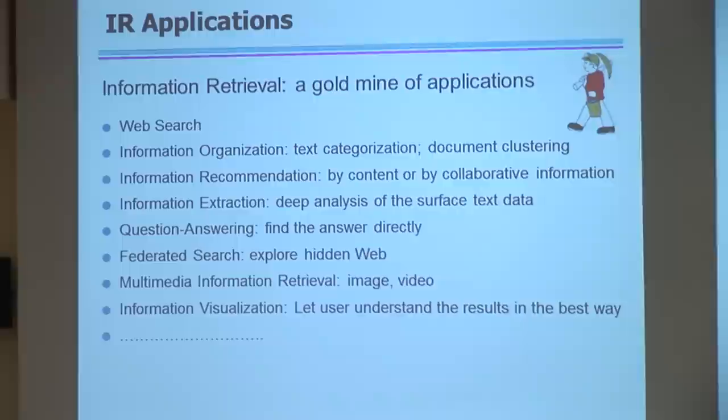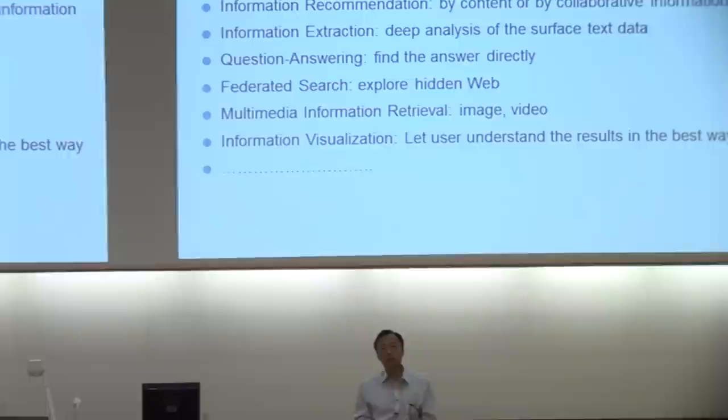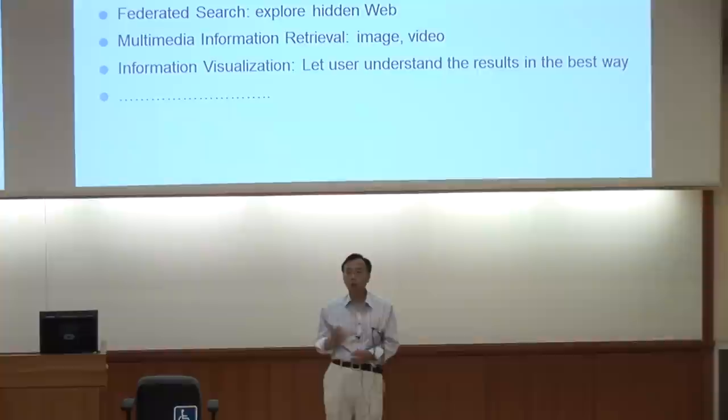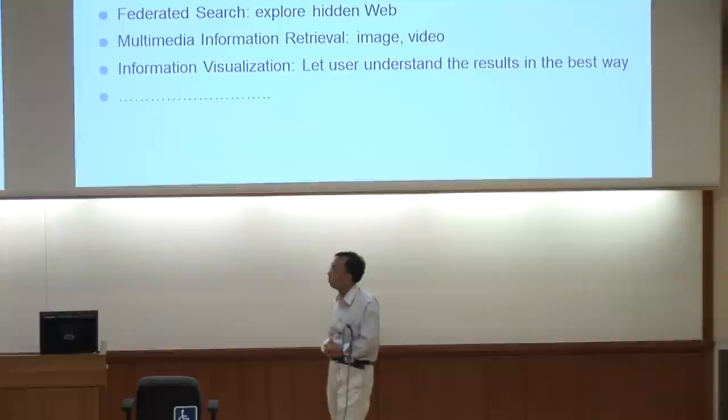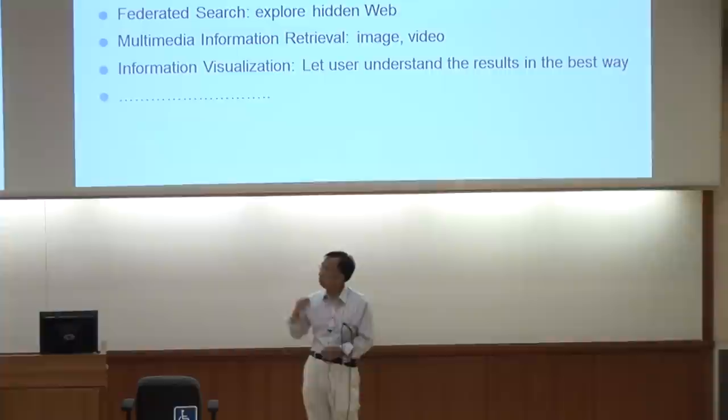So we also have another search paradigm, which is different from the common commercial search paradigm like Google or Microsoft Bing. This is called federated search, which will enable us to explore a large amount of hidden web content. I will elaborate a little bit more on this application later. And also, we have multimedia information retrieval for images and videos. I think Professor Ramani probably talked yesterday about shape retrieval. That is another example of multimedia retrieval tasks. So on and so forth.